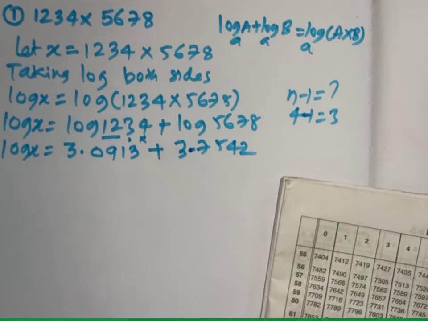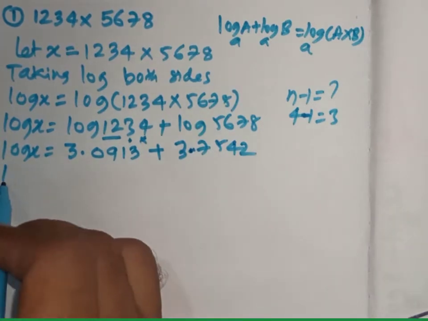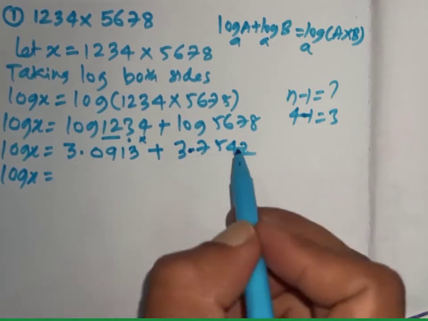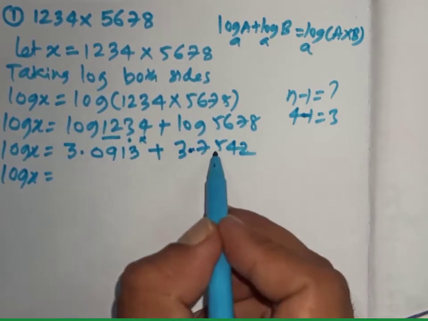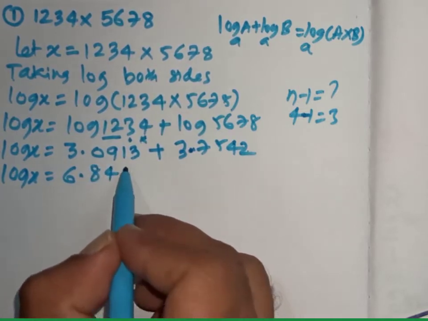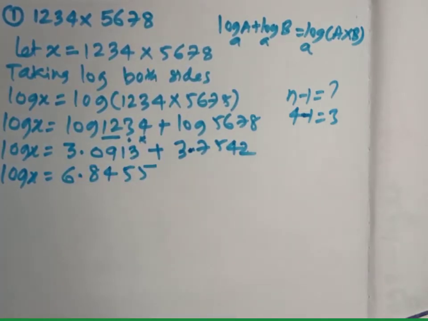So we have to do simple addition here to get the answer. Therefore we get log of x is equal to, just add this. 2 plus 3 becomes 5, 4 plus 1 becomes 5, 5 plus 9 becomes 14, carry 1. So with this we get 6.8455.